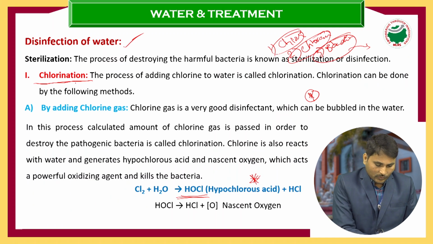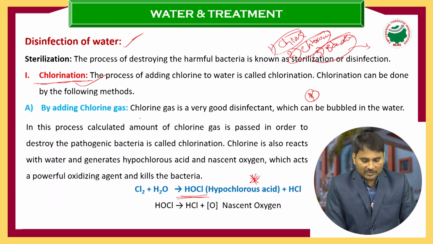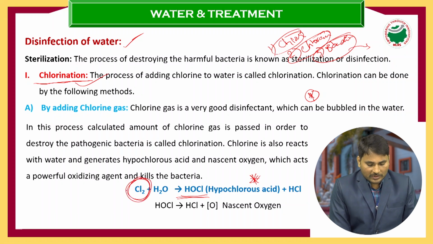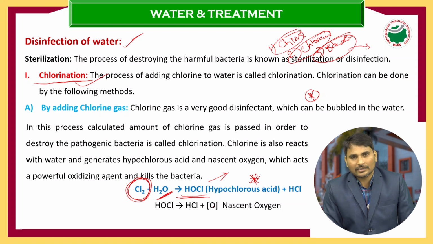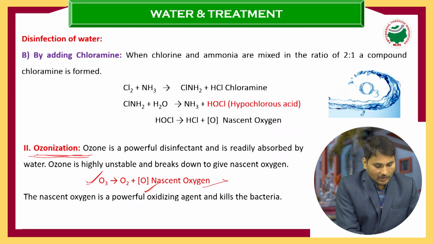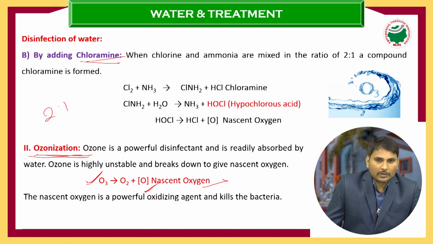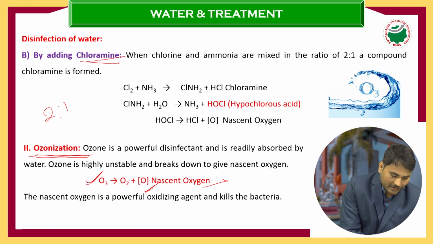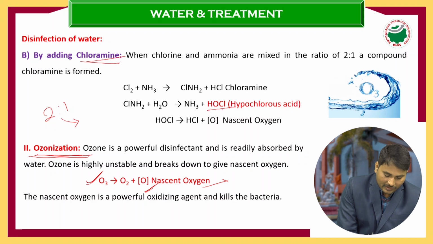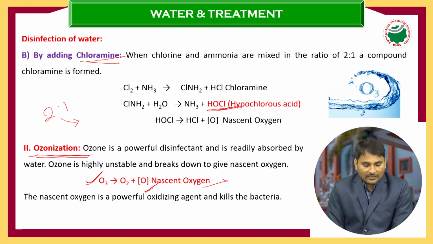Already I said that in chlorination, chloramine and bleaching powder we have chlorine. Chlorine treated with water gives hypochlorous acid. This hypochlorous acid kills the bacteria. In the chloramine step, chlorine and ammonia in a 2:1 ratio give chloramine, and when this chloramine reacts with water, again we get HOCl, that is hypochlorous acid. And in bleaching powder also, we get hypochlorous acid. So this hypochlorous acid is a disinfectant agent.